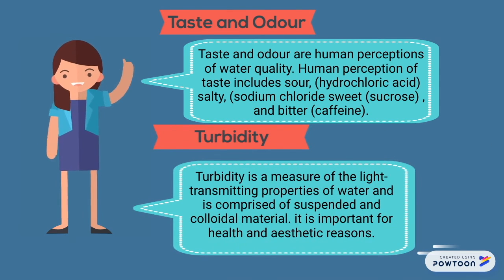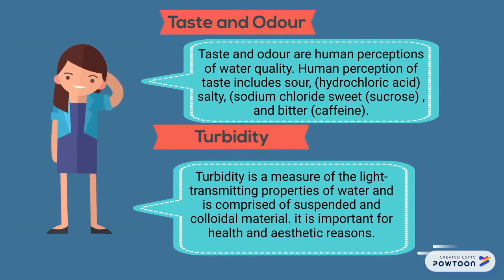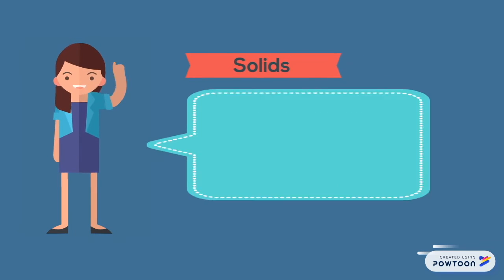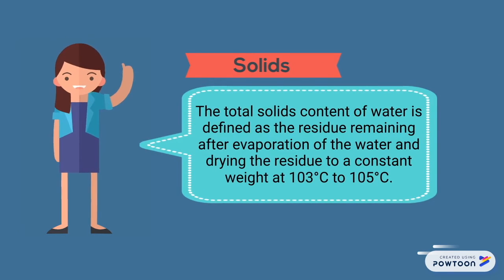While turbidity is a measure of light transmitting properties of water and is comprised of suspended and colloidal material, it is important for health and aesthetic reasons. The total solids content of water is defined as the residue remaining after evaporation of the water and drying the residue at a constant temperature of 100 degrees Celsius to 105 degrees Celsius.